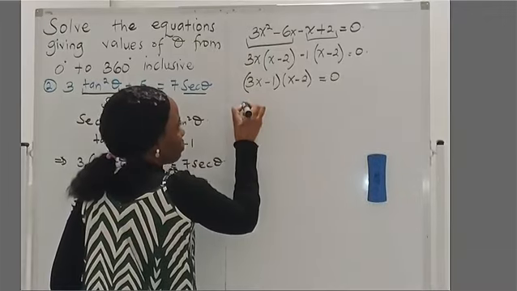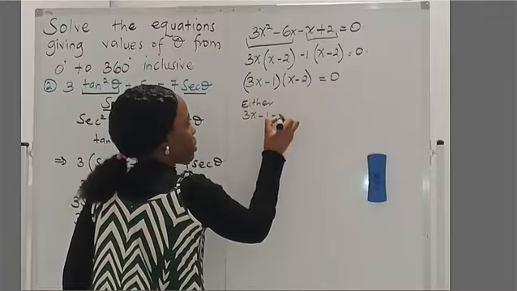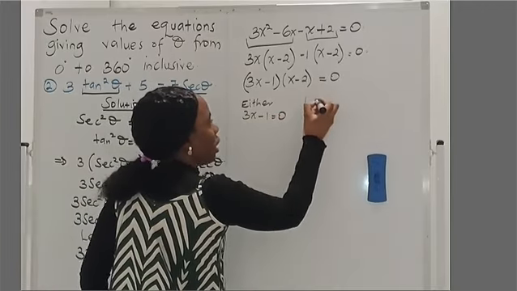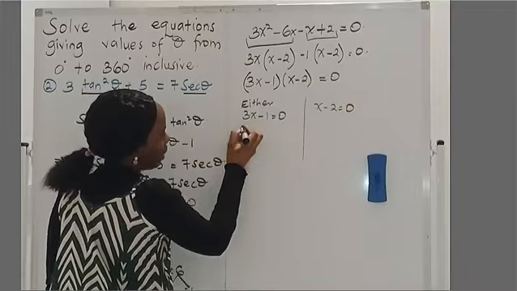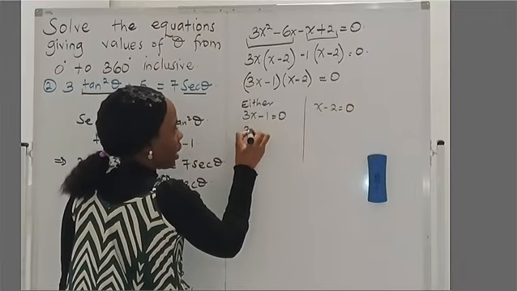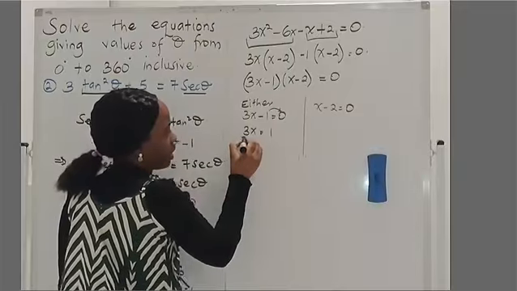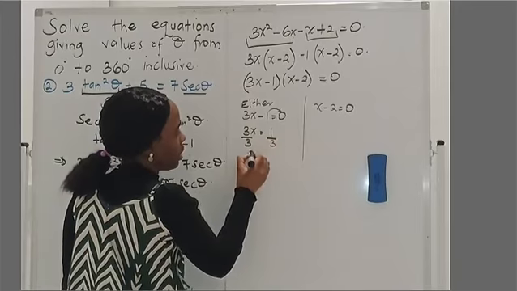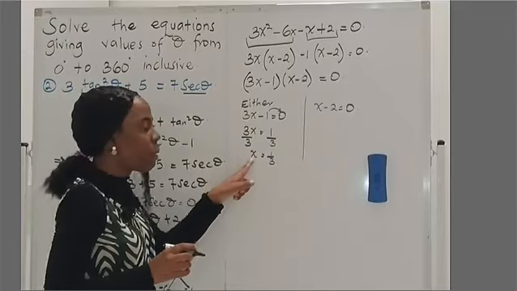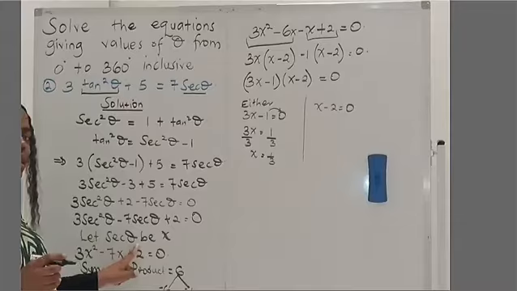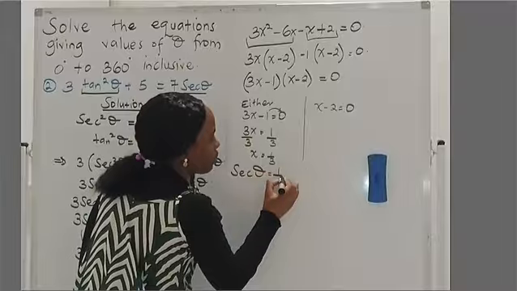So either 3x minus 1 is equal to 0, or x minus 2 is equal to 0. Now for 3x minus 1 equaling to 0, we shall have 3x equaling to 1, because when it crosses equal signs, it becomes positive. Divide by 3. Your x is equal to a third. Okay? Now, remember your x was sec theta. So we shall say sec theta is equal to a third.